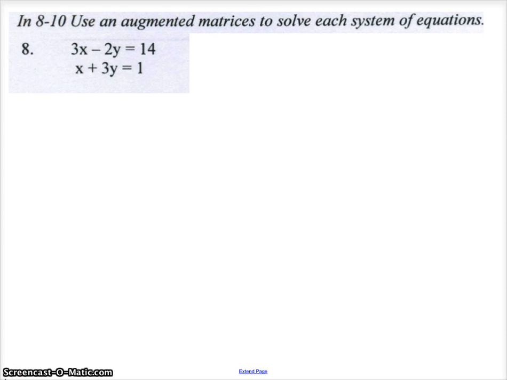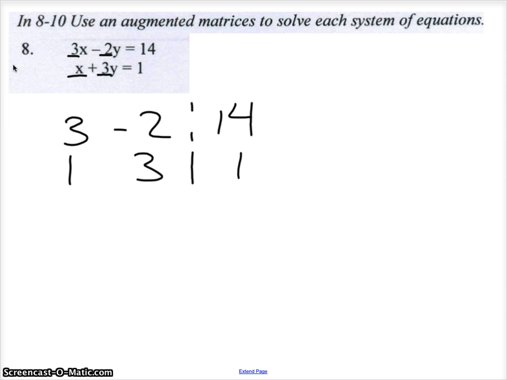In questions 8 through 10, we're to use an augmented matrix to solve each system of equations. So our first step is to write our augmented matrix. In this case, we have 3, -2, 3, and 1. So we have 3, -2, and 14. We'll have 1, 3, and 1. Draw a line there, and join it.